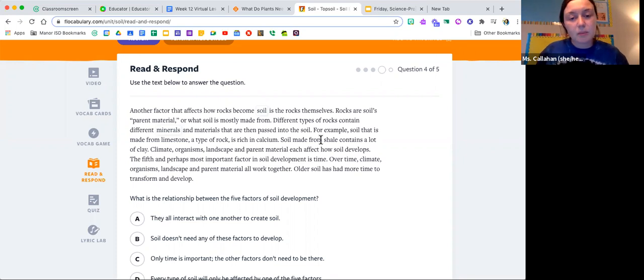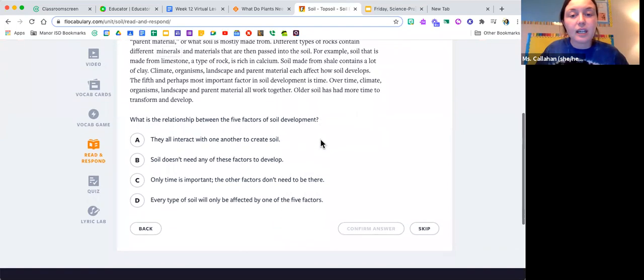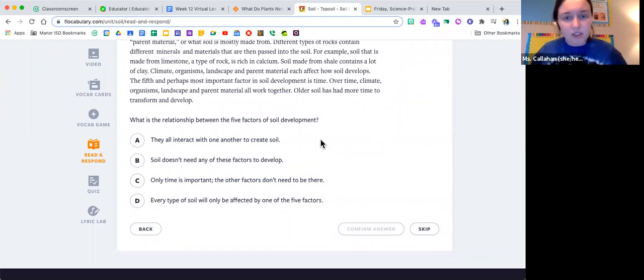What is the relationship between the 5 factors of soil development? A, they all interact with one another to create soil. B, soil doesn't need any of these factors to develop. C, only time is important. The other factors don't need to be there. D, every type of soil will only be affected by one of the 5 factors. All right, and I'm going to skip this one.